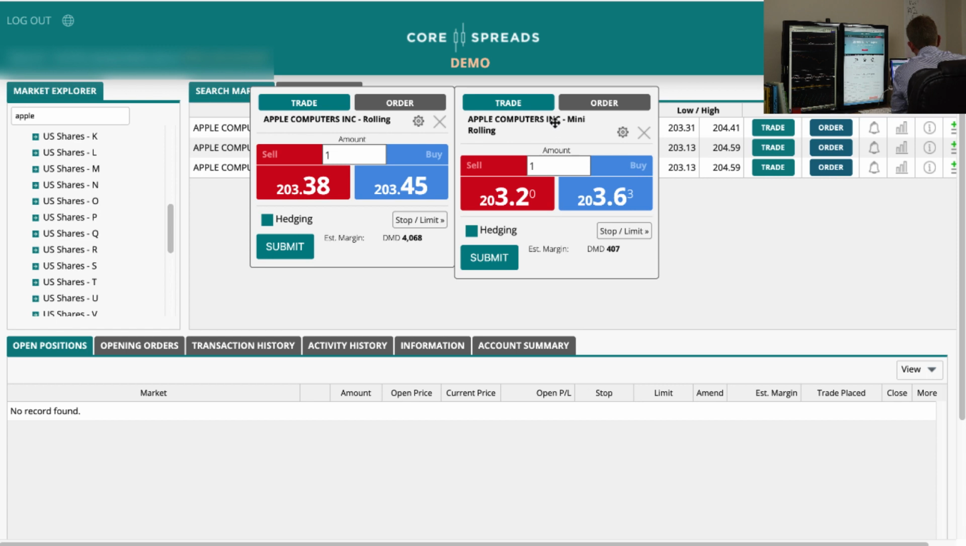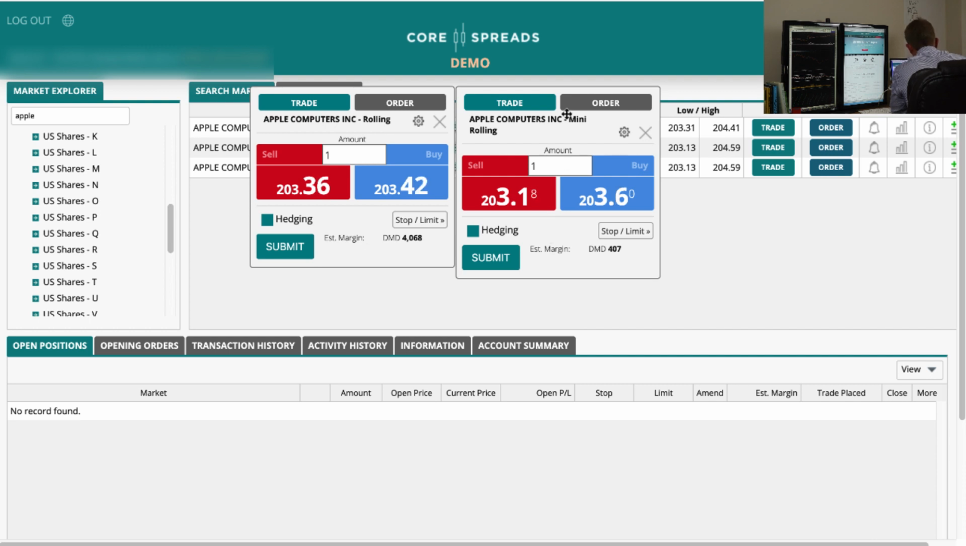So the slight drawback, or I guess the fee, if you like, for CoreSpreads for doing it is that the spreads are going to be wider. You can see here we've got 203.35 and we've got here 203.17. So 20 odd cents wider on this side, and on this side we've got 41 to 59. So wider again on this side. So it's a wider spread in general.